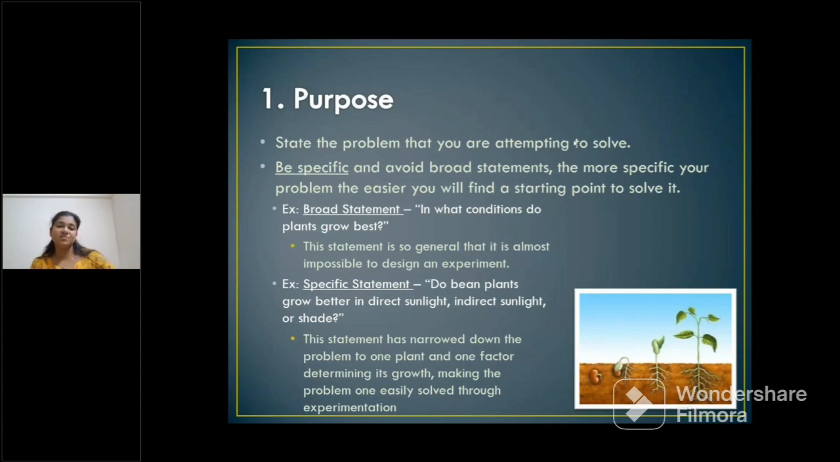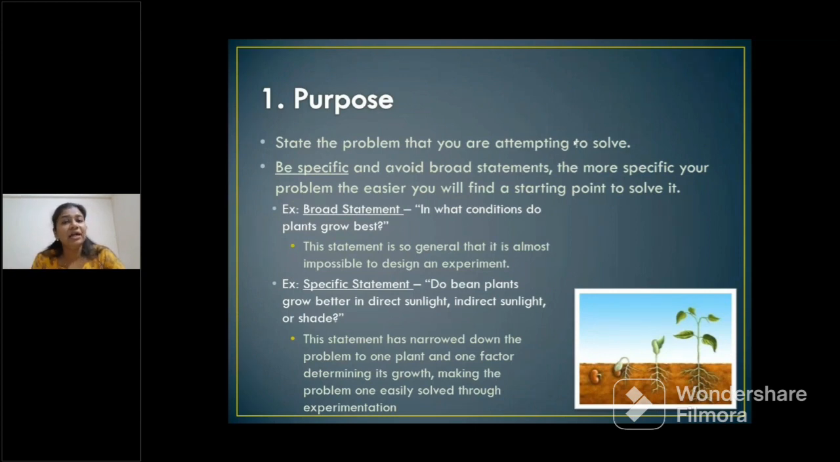So just to be very specific, what is the next thing that is mentioned? Do bean plants. So now the focus is on a bean plant. So we know what type of plant it is. Does it grow better in direct sunlight, indirect sunlight, or shade? So we have expressed the climatic condition, which is essential. We have given a choice, and now we have also given a name to the plant.